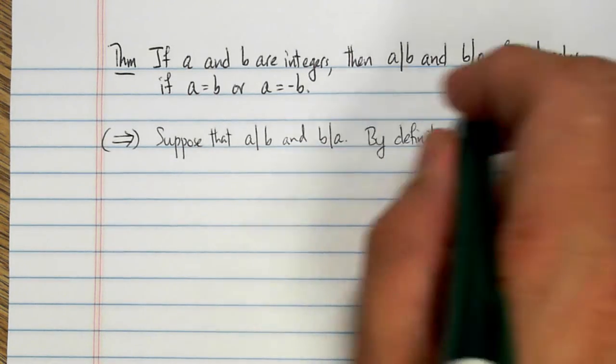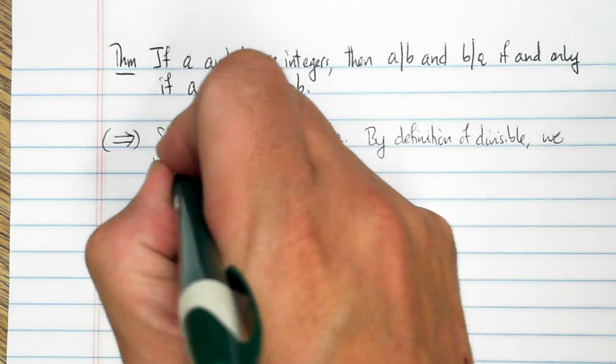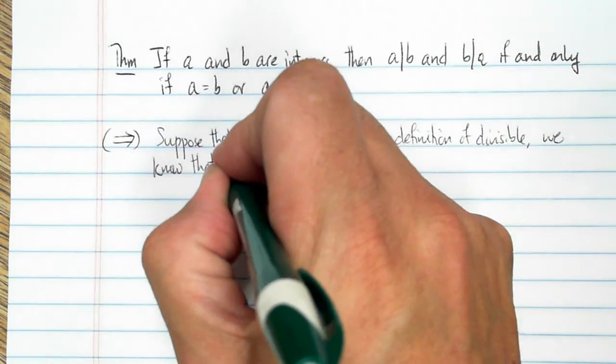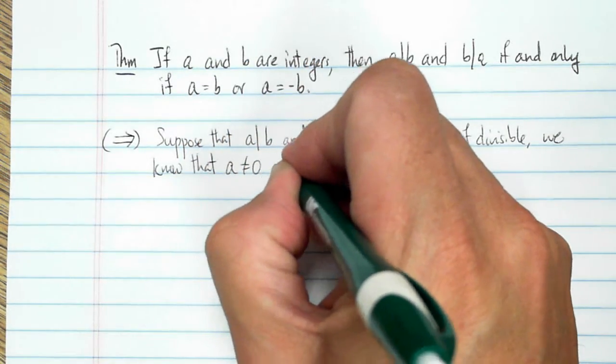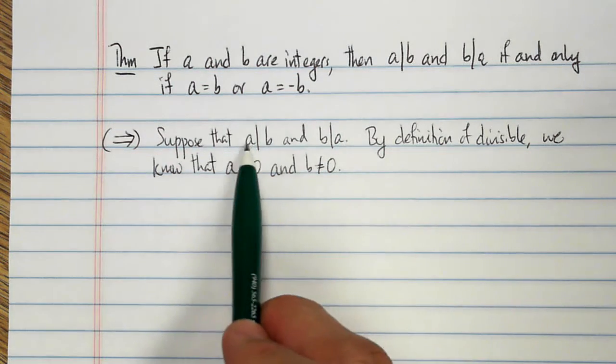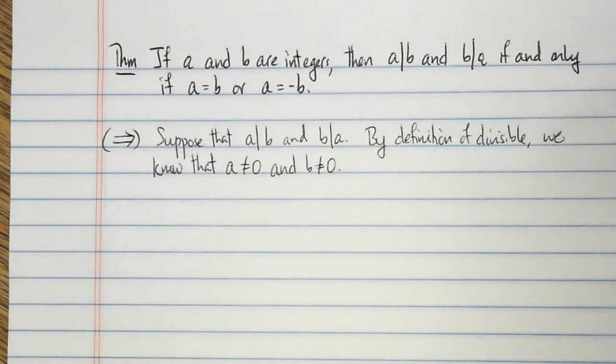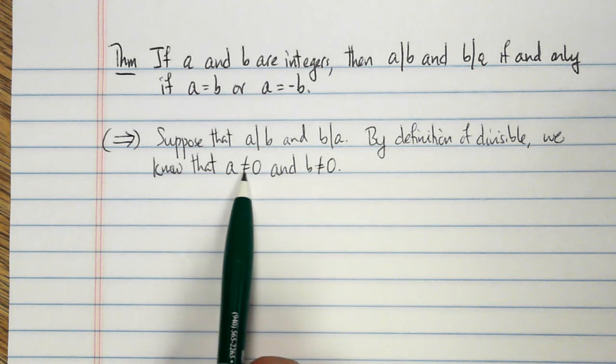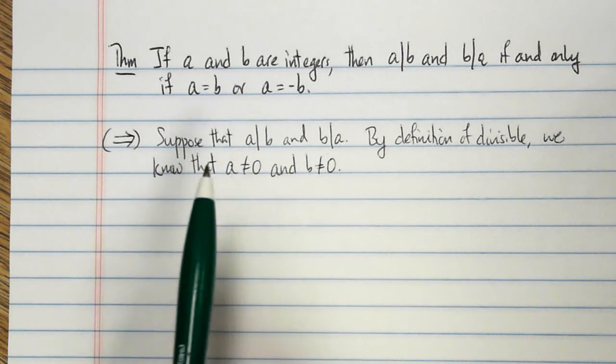we know that a does not equal 0 and b does not equal 0. And also a and b have to be integers, and that was part of the assumption of the problem. All right, that's a technical point that will become clear later, why we need that.